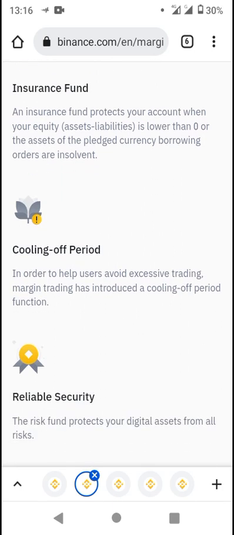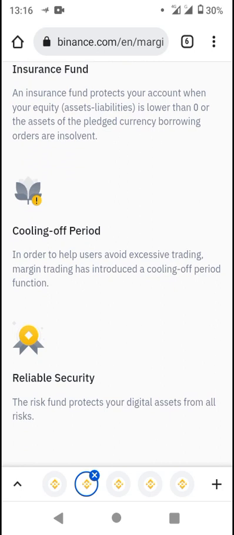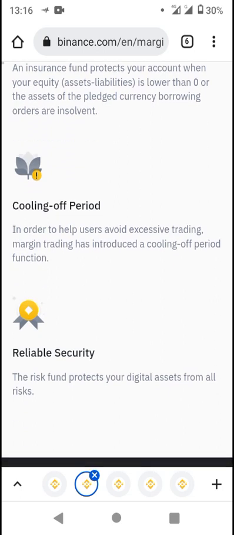Binance offers the cooling off period, which is one key feature that crypto margin traders should take note of. So aside from keeping a close eye on your margin level, Binance has put in place a cooling off period which prevents users from excessive trading or addictive trading. This in the long run will prevent you from making losses or making bad decisions when trading.